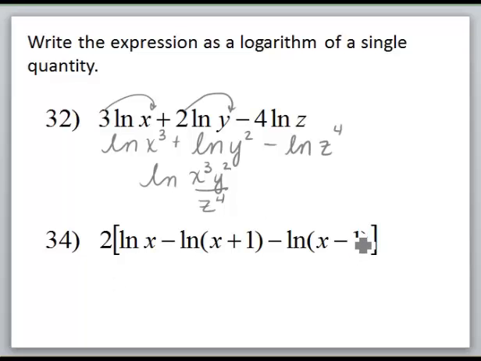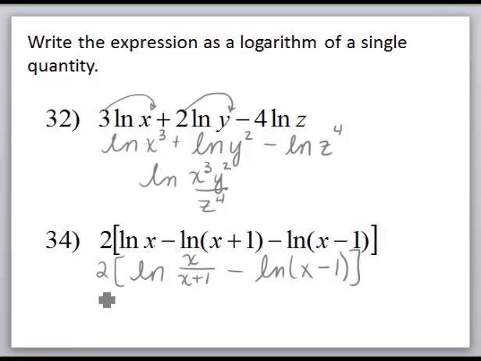In this next problem, I will first just work with everything inside the parentheses. So I'll say this is the ln of x divided by x plus 1, and then what we would have is minus ln of x minus 1. Well, I could then use the division rule again and put those together. So this would be x over x plus 1, divided by x minus 1.